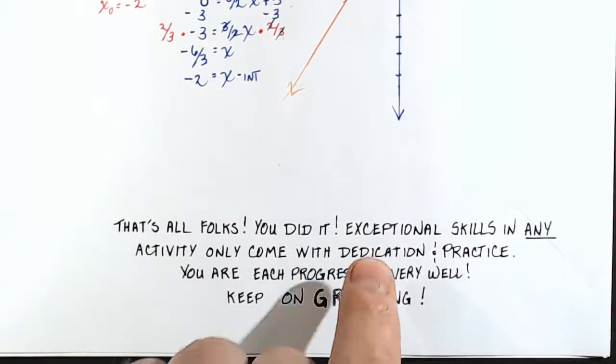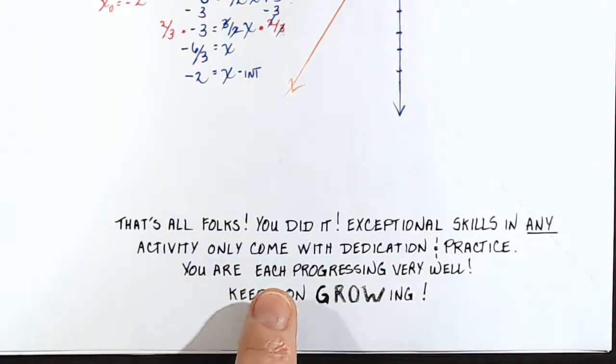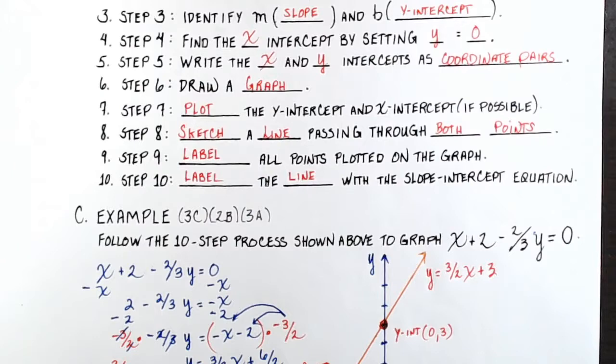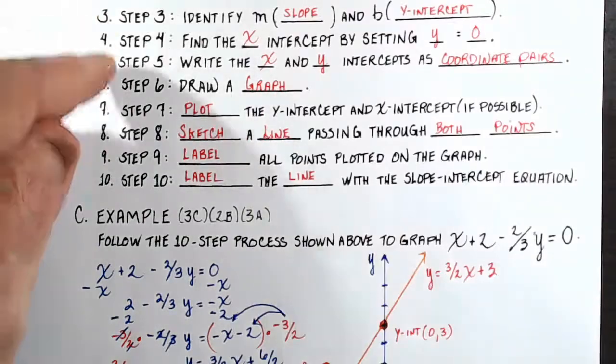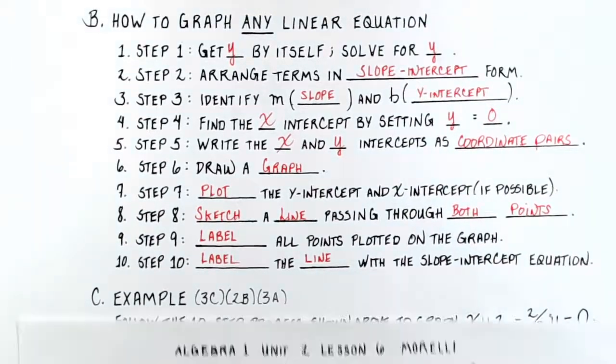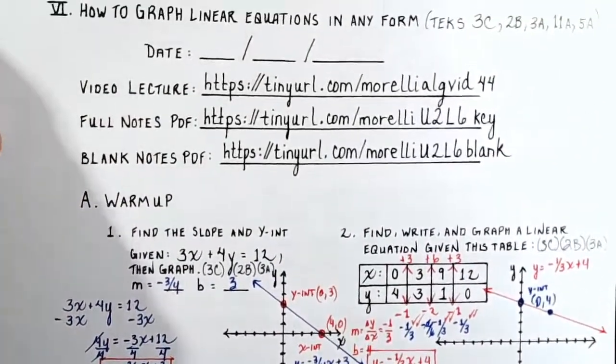You did it. Exceptional skills in any activity only come with dedication and practice. You are each progressing very well. Keep on growing. Okay, so today, what do we learn? We learned the process for graphing any equation in any form. We now have the tools to do that. So we learned a 10-step process here for doing that with any linear equation. And we also completed 6 warm-up problems to get our brain working.